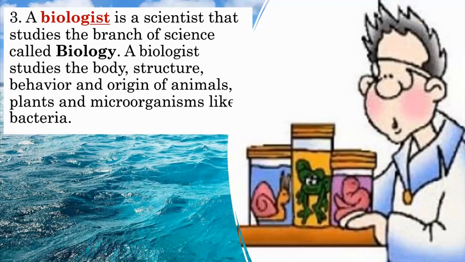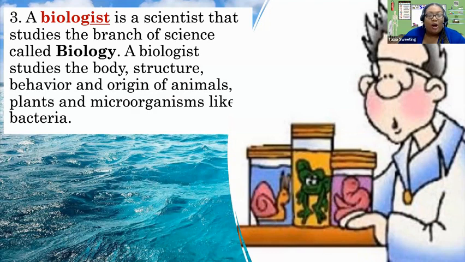Biology. Bio, excellent. Thank you so much. A biologist studies biology. And so what they're going to be studying is the body and structure of living organisms. All right. So a biologist studies the body structure, behavior, and origin of all living organisms, whether it's an animal, a plant, or a microorganism like bacteria. In biology, a biologist is going to study all living organisms and their different structures.